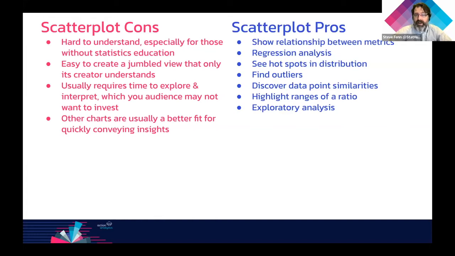You can quickly find outliers. Now, this can be a big part in exploratory analysis. Maybe you discover a data error through a scatter plot, and that informs how you circle back in Tableau Prep, Alteryx, or in the worst case, Excel, and get rid of those outliers that shouldn't have been there in the first place. You can also look at some similarities between data points, highlight ranges of a ratio. Exploratory analysis, again, is the core strength of these, in my opinion. But let's look at some examples of that.